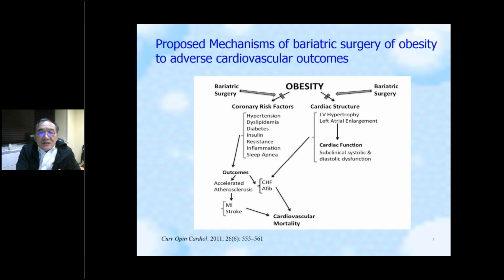And bariatric surgery, we know, is the most durable, effective treatment for morbid obesity. By blocking coronary risk factors, improving cardiac structure, cardiac function and also outcome, we can theoretically cut the incidence of myocardial infarction, stroke and heart failure, and so decrease cardiac mortality. So this is the pathophysiology and the theory.